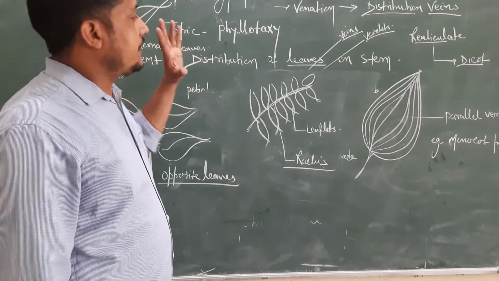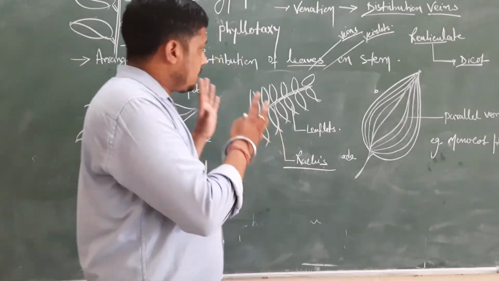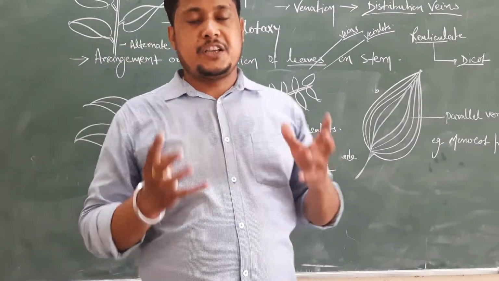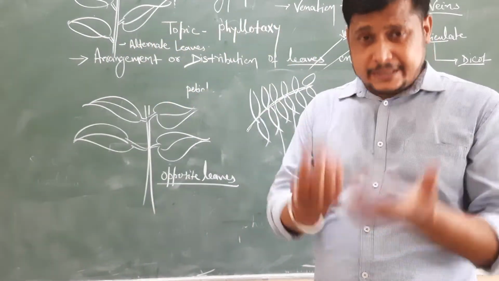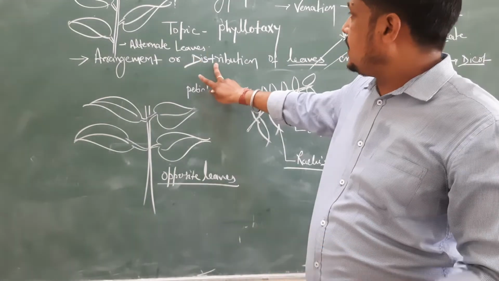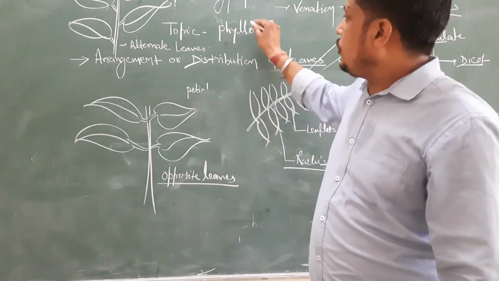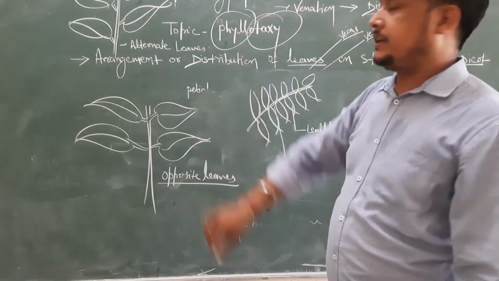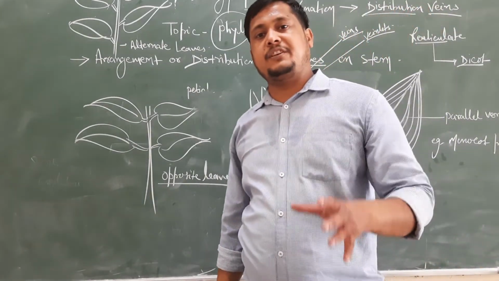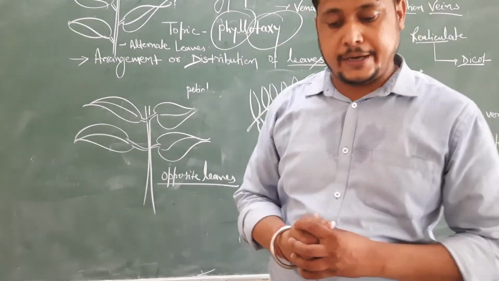The other thing is, if you study the leaves, the distribution of leaves, and the types of leaves, that comes under phyllotaxy. Phyllo means leaves, taxy means study. So phyllotaxy is the branch of science in which we study the leaves. Okay? Thank you.